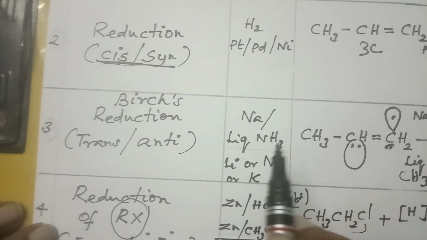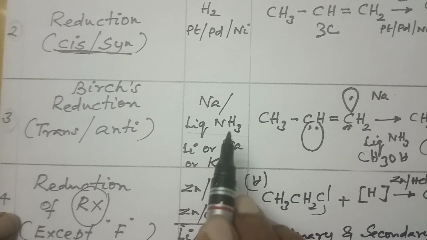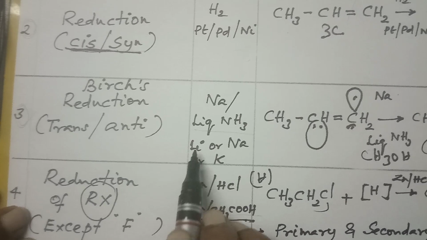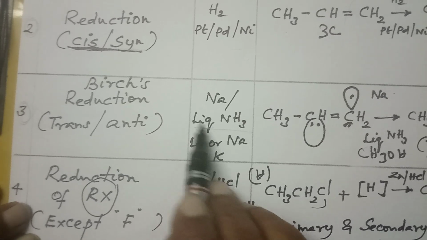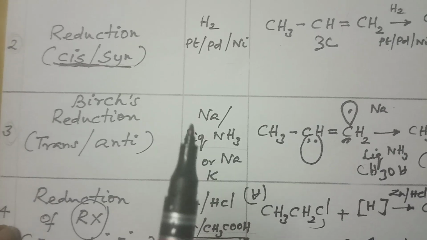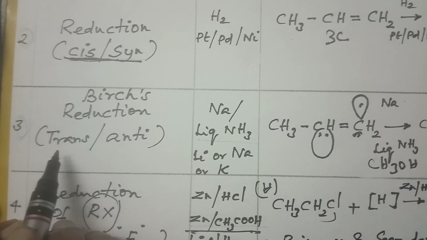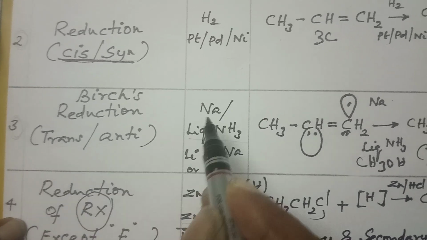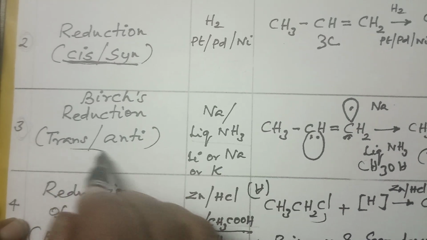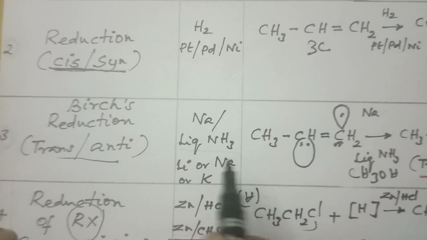Now let us go to the next reaction, reagent: sodium in liquid ammonia, or instead of sodium, it can be lithium or potassium. The important point is sodium with liquid ammonia. It gives addition across the bond in a trans position. So sodium in presence of liquid ammonia, the product results as trans. Like that you have to make it ready.